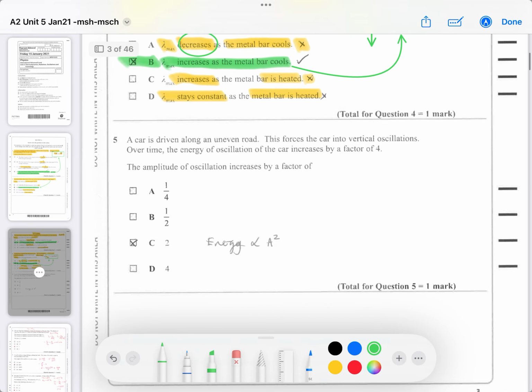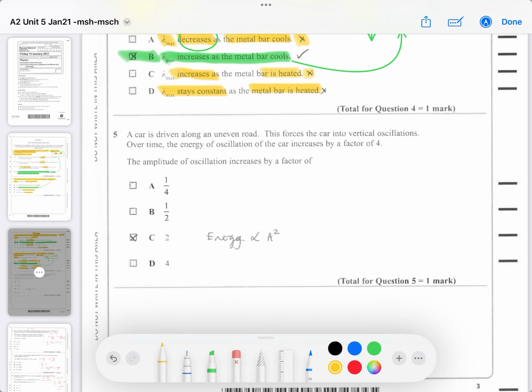Question 5, it says a car is driven along an uneven road. So this forces the car into vertical oscillations. So it's to do with the oscillations chapter. Over time, the energy of the oscillations increases by a factor of 4.